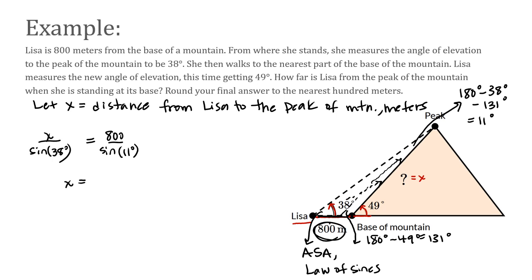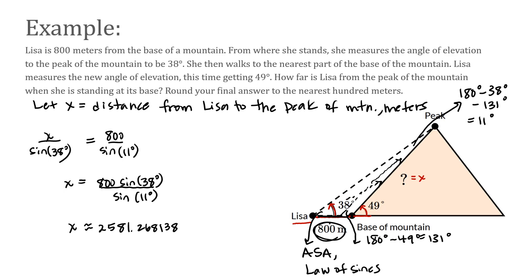Okay, so what does x equal? I'm going to multiply both sides by the sine of 38 degrees. That gets me 800 times the sine of 38 degrees all over the sine of 11 degrees. That's what I'm going to put into my calculator. And when I put that into my calculator, I got approximately 2581.268138. Okay, so that's what x is.